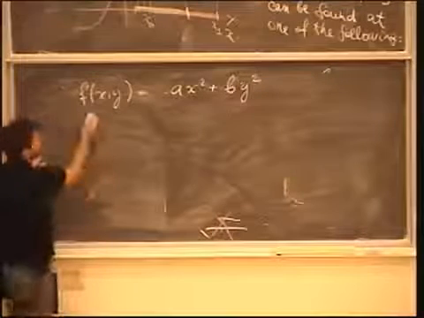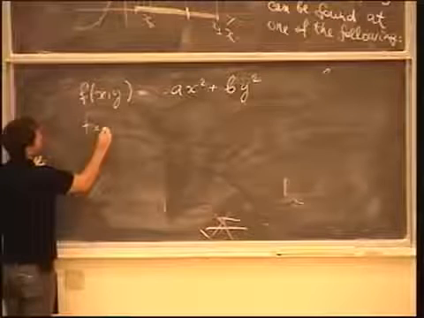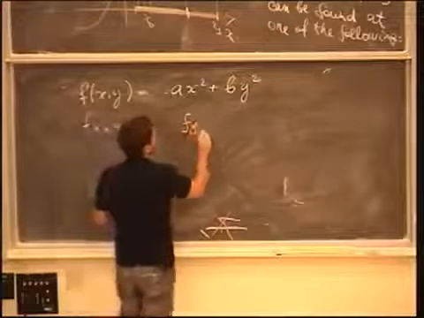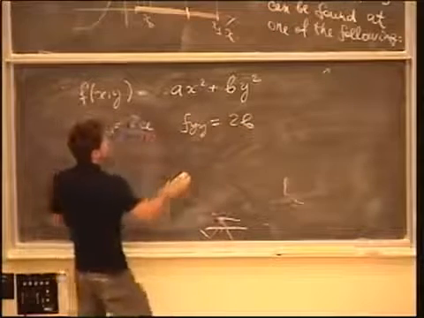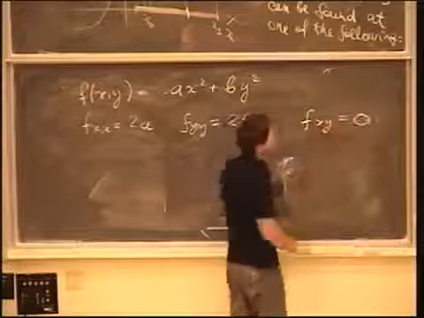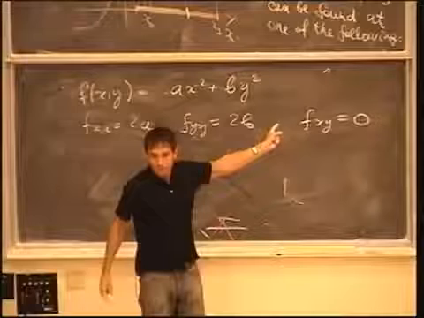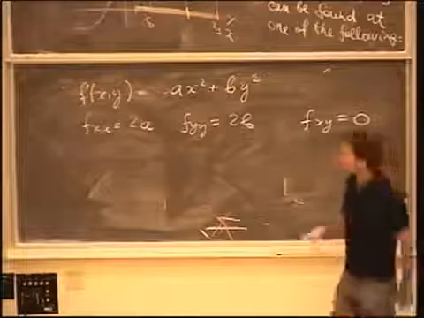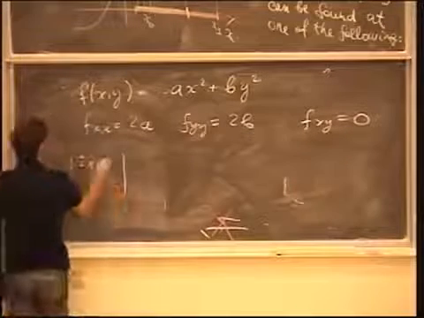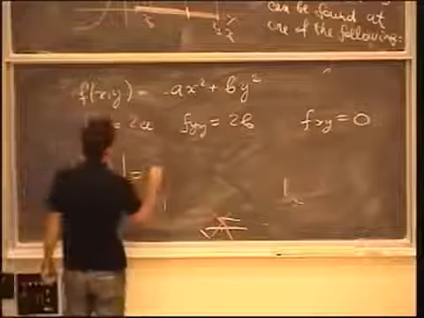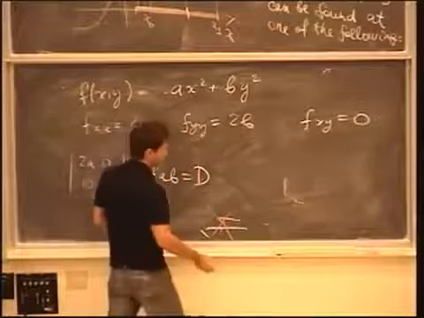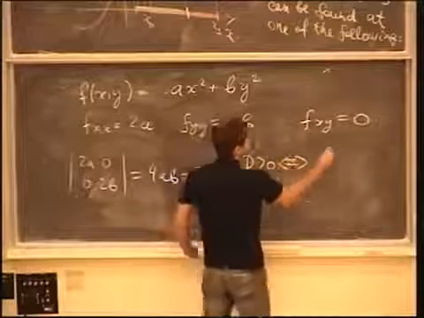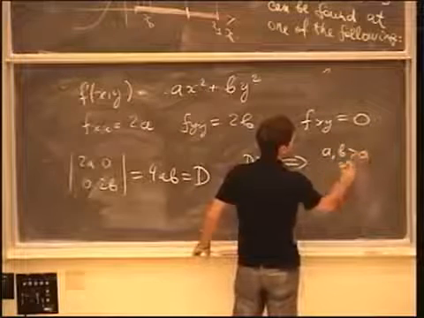So what are the derivatives in this case? fxx is 2a, fyy is 2b, and fxy is 0. So there is a simplification in this case: there is no cross term. So this matrix has 2a and 2b on the diagonal, and the determinant is 4ab. That's the D in this case. To say that D is positive means that both a and b are positive or both of them are negative.